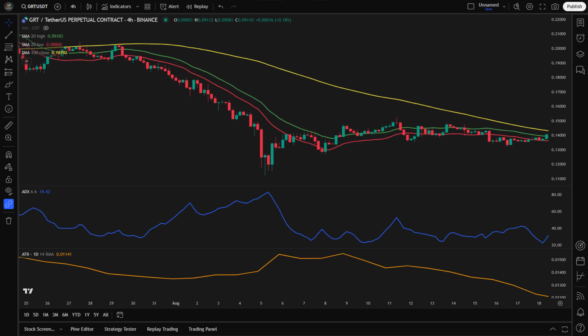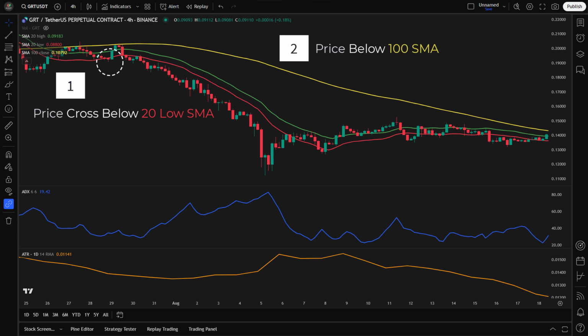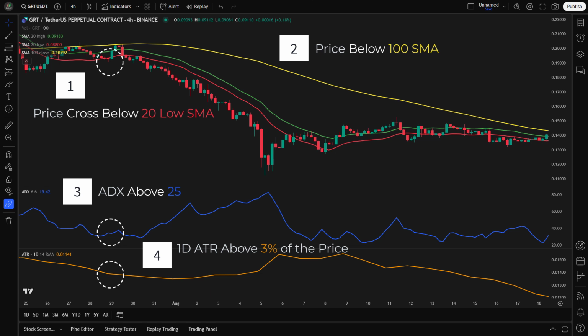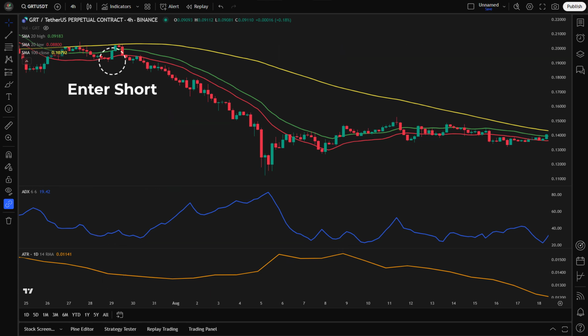To enter a short trade, we need to meet these conditions. 1. The close price must cross below the 20-low SMA. 2. The close price must also be below the 100 SMA, confirming we're in a downtrend. 3. The ADX must be above 25, ensuring a strong trend. The one-day ATR must be above 3% of the current price, confirming sufficient volatility for a reliable trade. Once all conditions are met, we'll enter the short trade on the next candle.